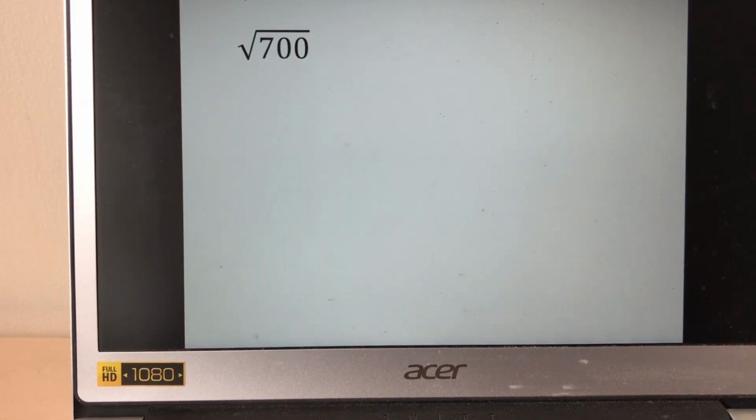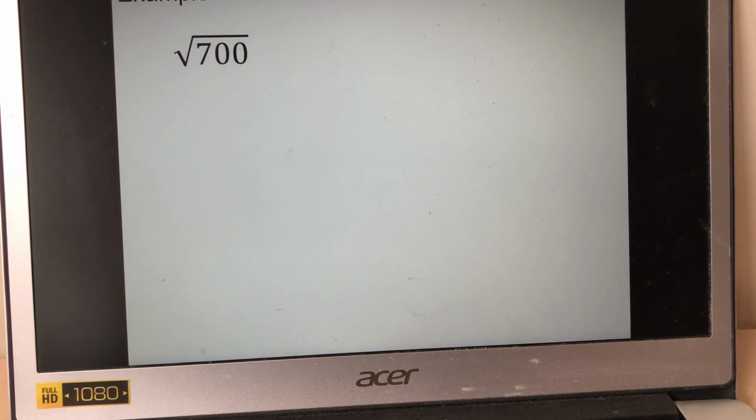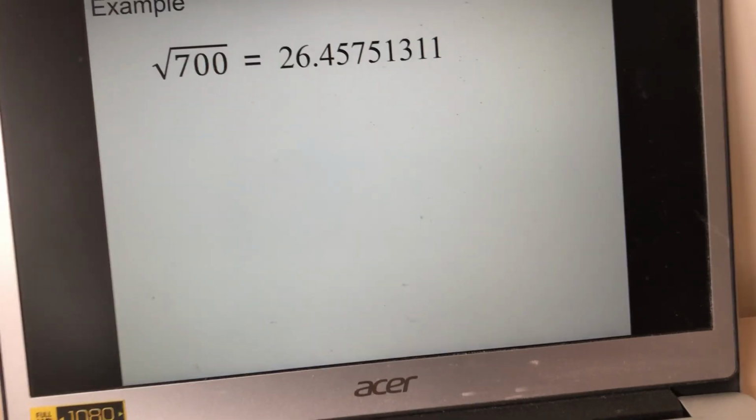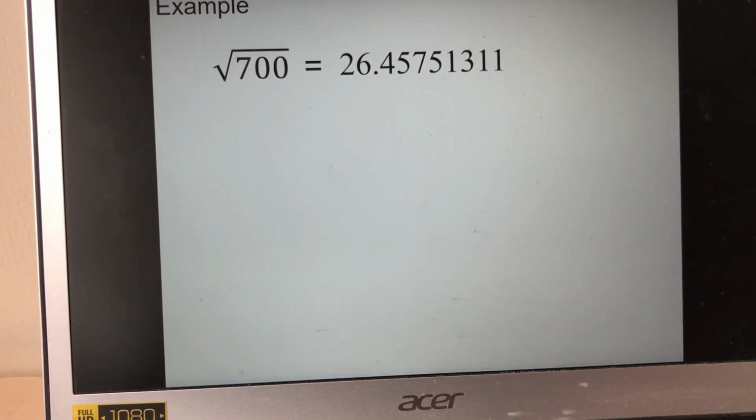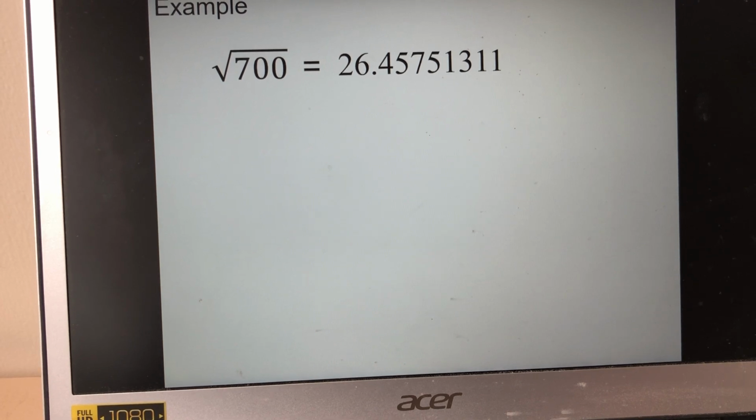So let's continue. Let's do some more. What about the square root of 700? Use your calculator. You may find 26.4575131, and you have to give your answer in 3 significant figures.